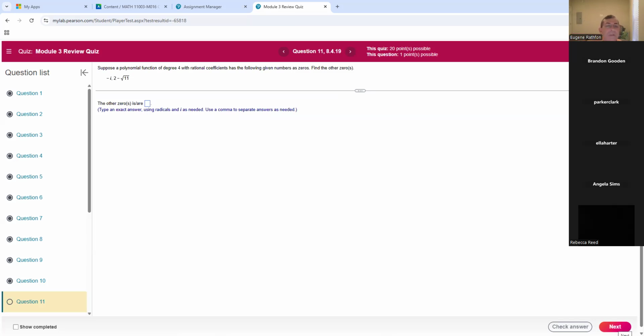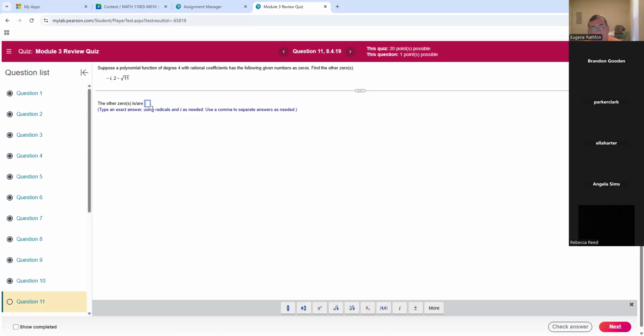All right, let me see what's next. This one we don't even have to work out on another page. They're giving me a polynomial of degree 4, and it has some of these zeros. It has a zero of negative i, and then it has a zero of 2 minus square root of 11. So here's the question. If that's a degree 4, you got 4 zeros altogether. They gave us 2 of them. What are my other 2 zeros?